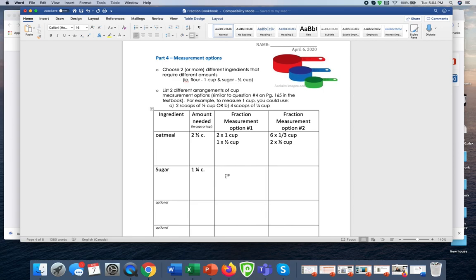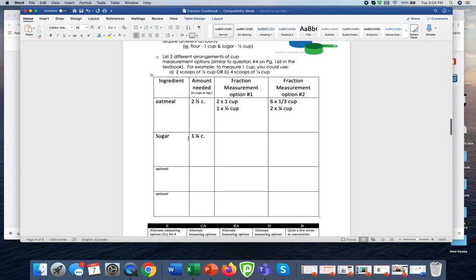Then the same thing for a different ingredient. So sugar, maybe instead for this one, I'm going to use only my 1/4 cup.